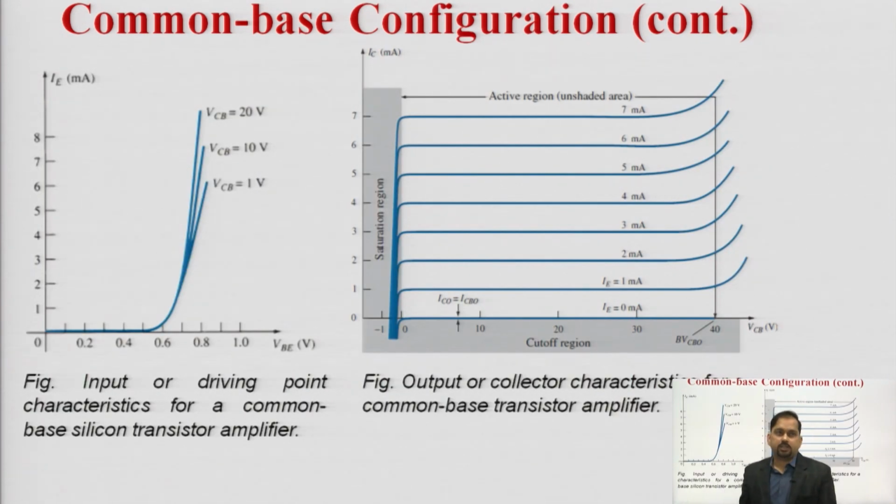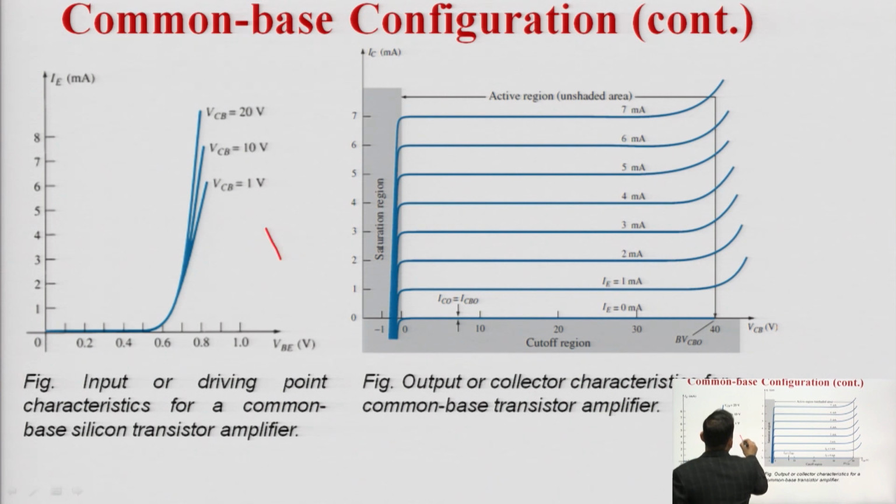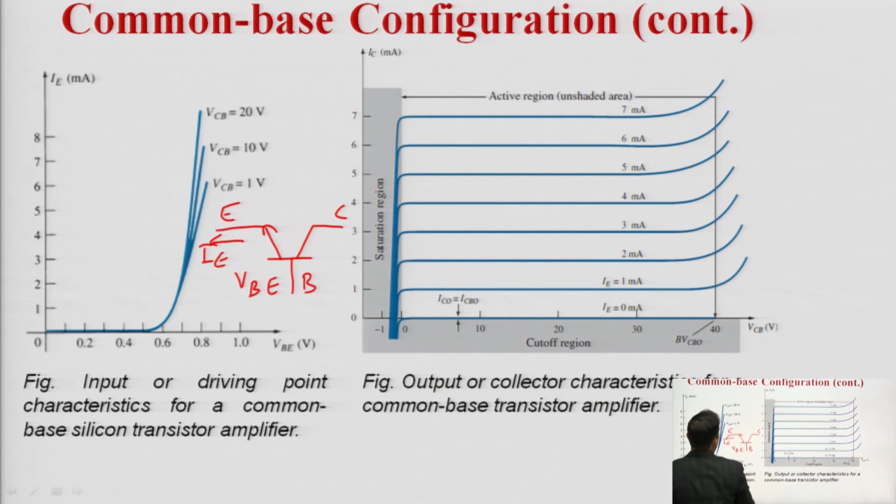So, we will see the characteristics for the common base configuration. How the characteristics come, we will see here: this is the transistor, this is the emitter, this is the base, this is the collector. Here we have applied VBE, the base emitter voltage. Here we have the current IE. Next, on this side we have the collector current IC and the voltage VCB. The characteristics are basically of two types: one is the input characteristic and one is the output characteristic.